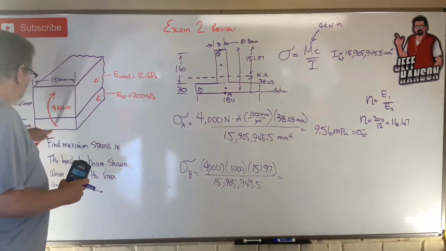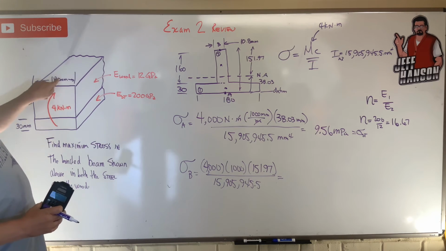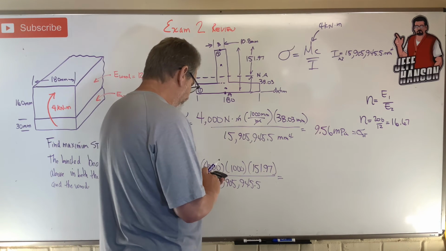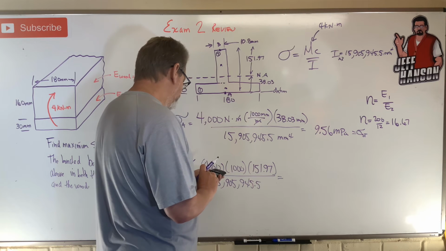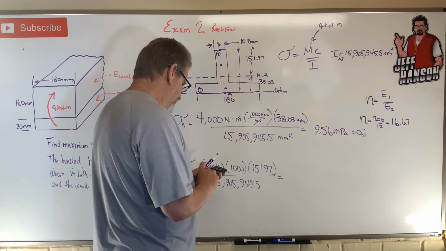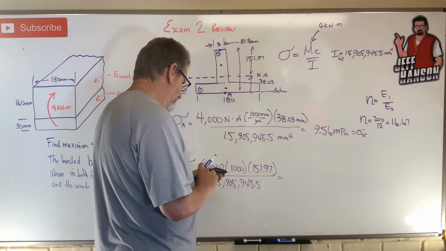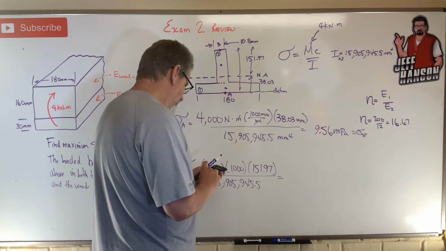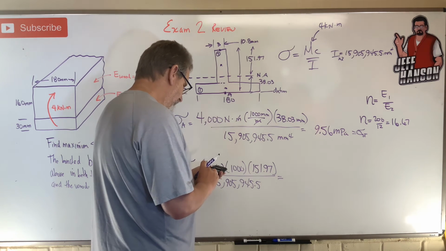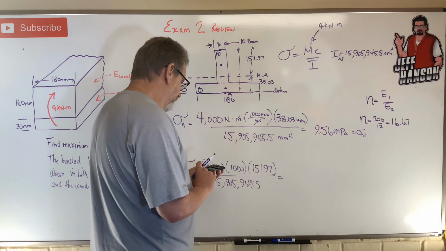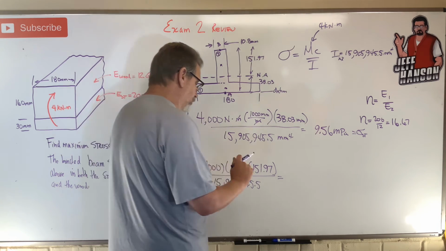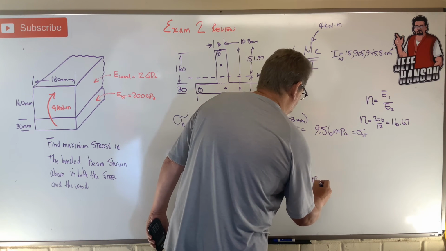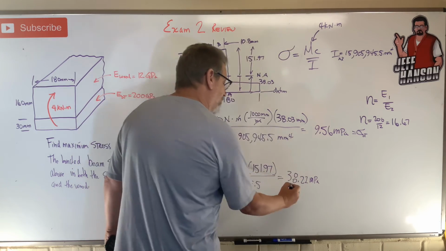Because remember, point A, this was the steel, okay? So this point B up here on the top is going to be for the other material. So let's see what that guy is. 4,000 times 1,000 times 151.97, divided by 15,905,945.5 equals 38.22 megapascals. Now, is that number correct? Is that right?